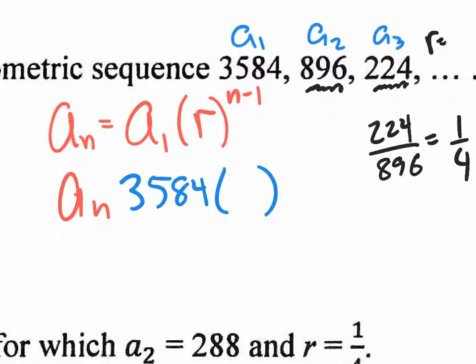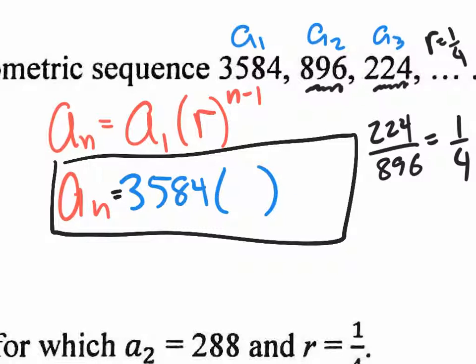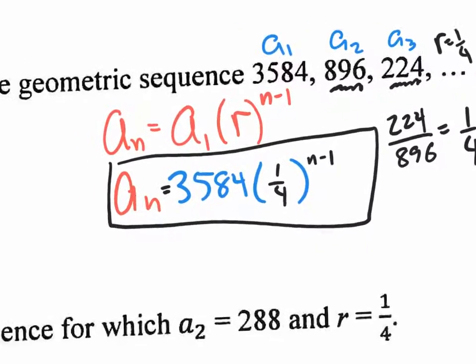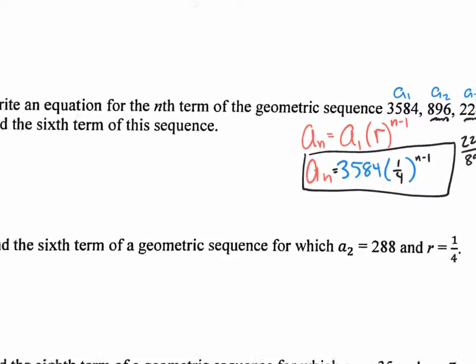Okay? R is 1/4. Now, what does that mean really? It means that that's how you get from this number to the next number. This times 1/4 is 896. 896 times 1/4 is 224. That common ratio tells you how to get to the next number. Anyhow, our equation is a sub n equals, now we still need to fill this out. The common ratio is 1/4, and it's always to the n minus 1 power. That's your rule.